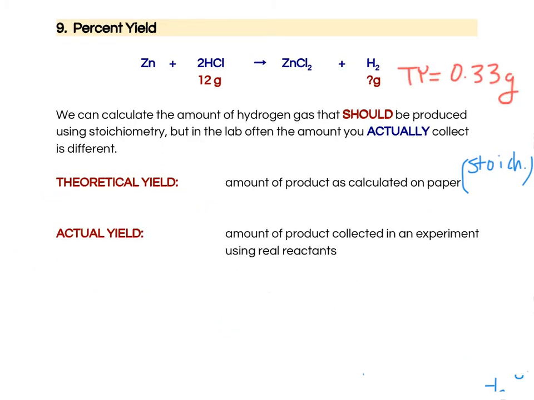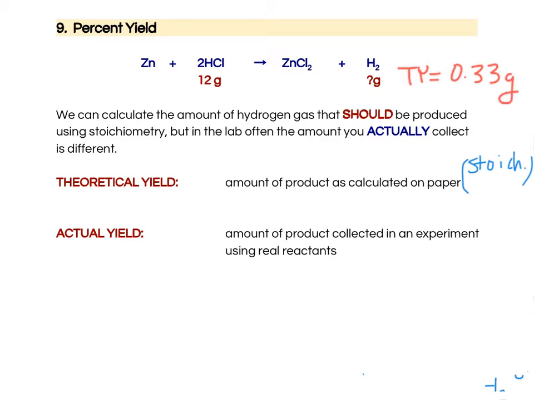Now, as we talked about already today, the amount that I actually am likely to make if I were to perform this experiment is probably going to be less than the 0.33 grams unless I have ideal circumstances. And so we describe the amount of product that you produce in a lab in real life circumstances as our actual yield. So the actual yield is the amount of product collected in an experiment using real reactants.